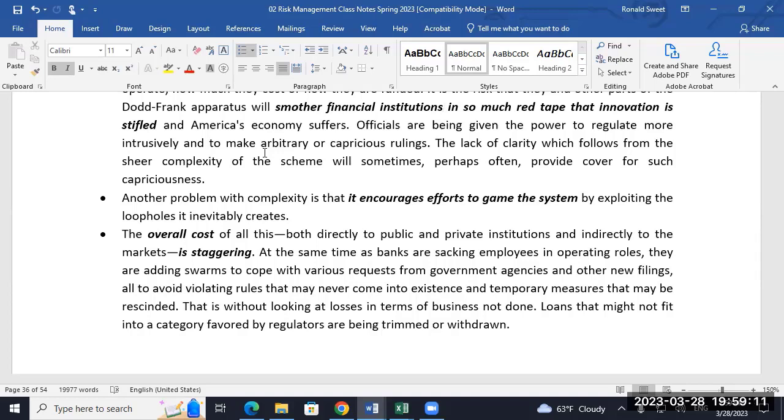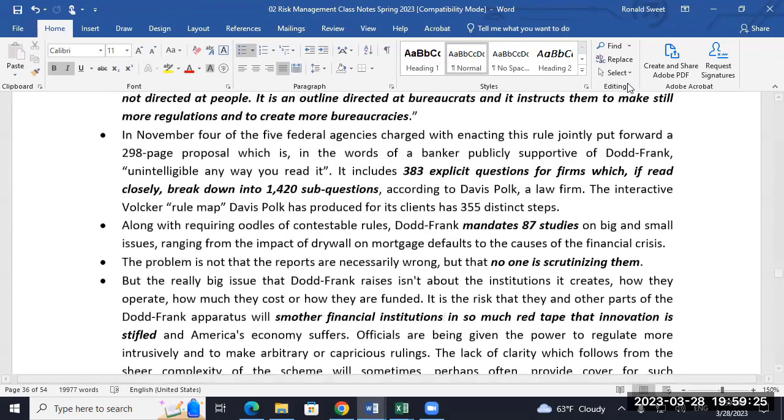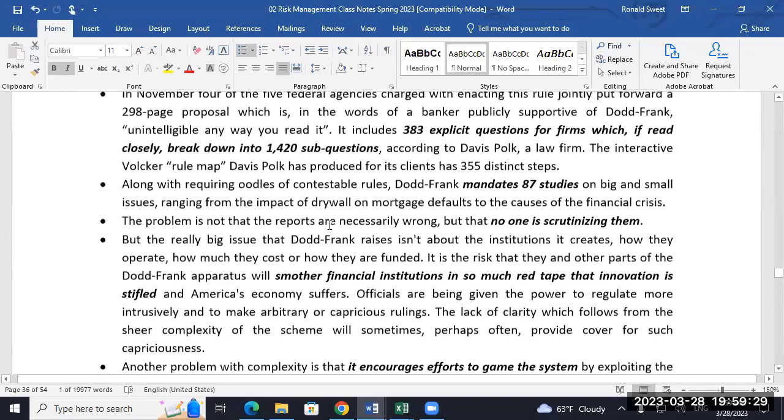If they're going to regulate us, they got to be at least as smart as the people at Goldman Sachs that are trying to do what? Get around the regulation. And they got what, an MIT degree and PhD. So it's almost impossible for the government. And can they get around that by making it 848 pages? I don't know if that's the solution either.